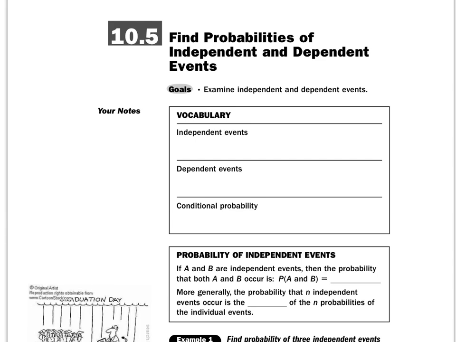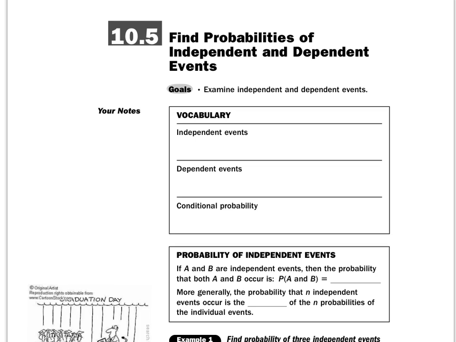Alright, we're back and getting ready to finish up Chapter 10. We only have a couple sections left to go. 10.5 is today. We're talking about finding the probability of independent and dependent events.